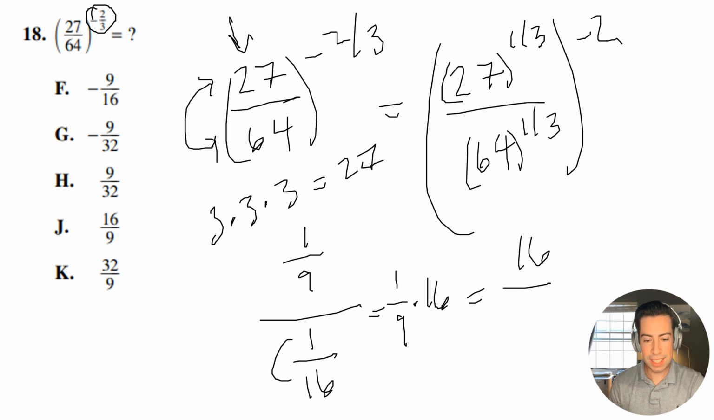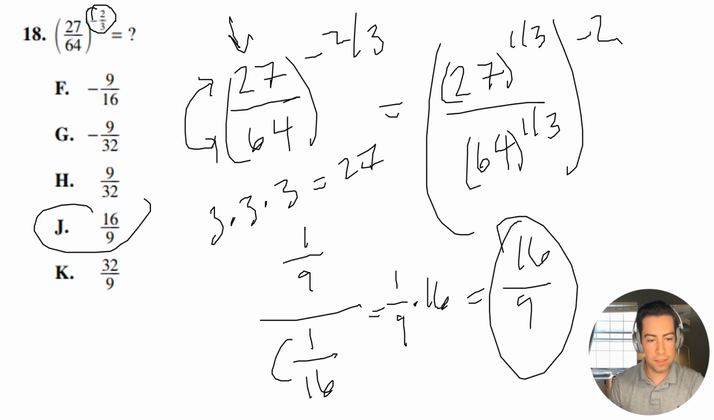So this is going to be 16 divided by 9, and then we just have to ask ourselves, can we simplify this? And no, we cannot. So our answer is going to be J.